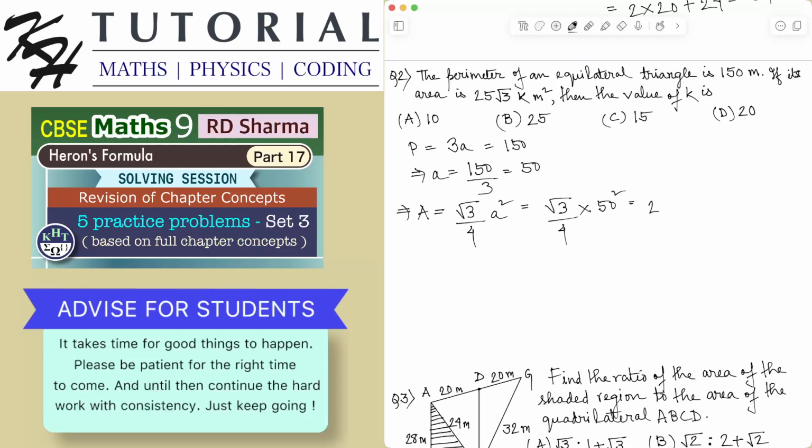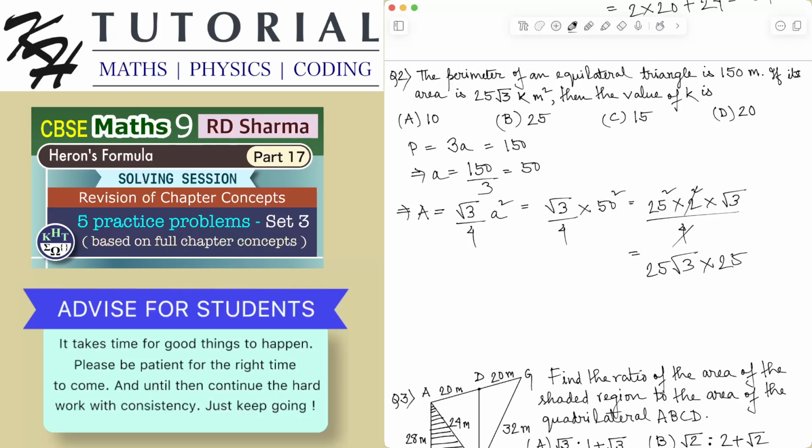So this is equal to 25. 50 squared I can write as 25 into 2. So 50 squared I can write as 25 squared multiplied by 2 squared, and I have multiplied by square root of 3 divided by 4. So 4 and 2 squared cancel out, and I have 25 squared multiplied by 3. So this I can write as 25 square root of 3 multiplied by 25.